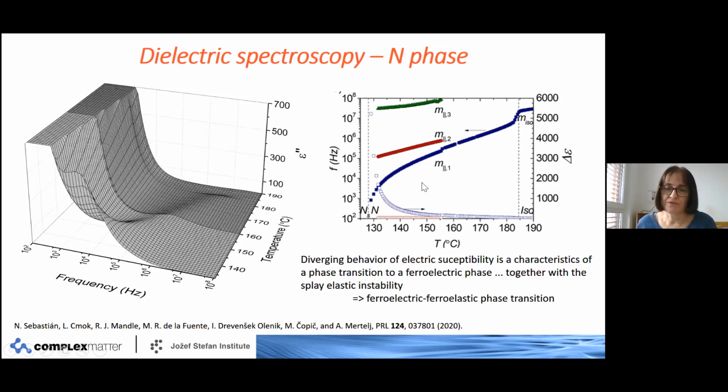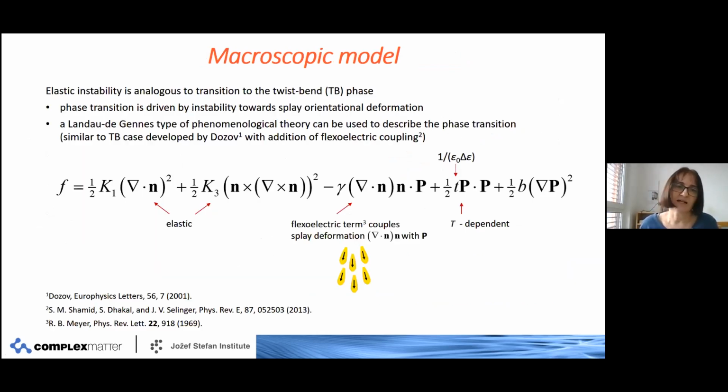So the amplitude of this collective mode shows the building up of the polarization. The amplitude of this mode is also the one that contributes mostly to the static electric susceptibility. And the diverging behavior of the electric susceptibility is a characteristic of a phase transition to a ferroelectric phase, and together with the Splay elastic instability, this shows that this transition is a ferroelastic phase transition, and can be very nicely described by a Landau type theory.